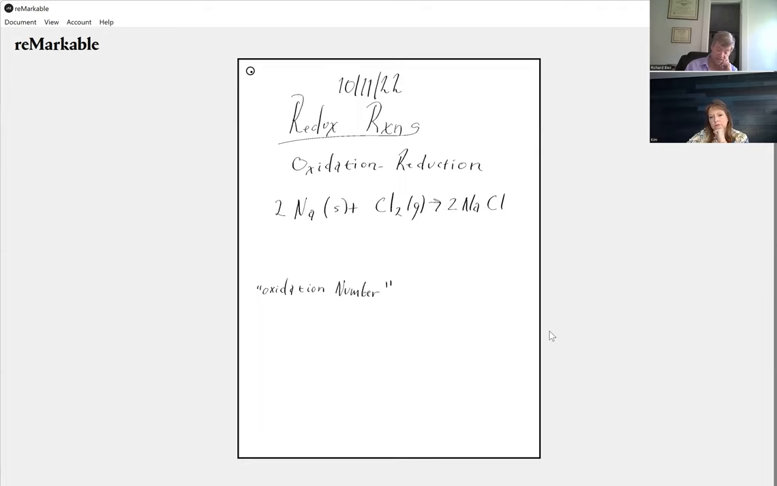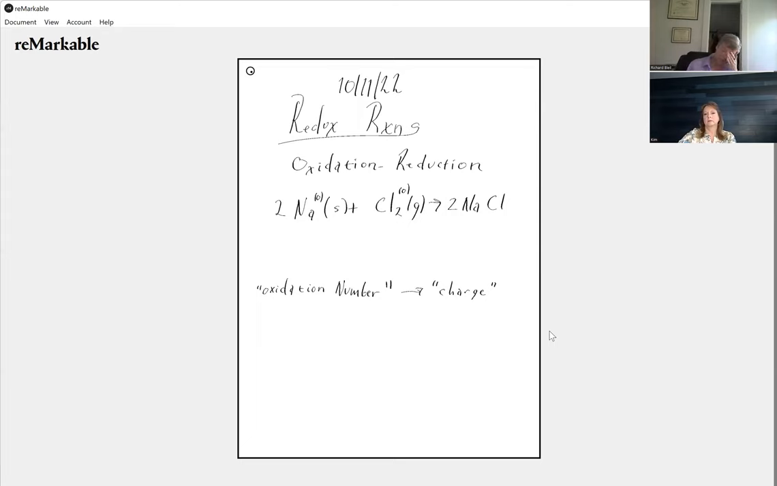You can kind of think of the oxidation number as charge. It's not quite charge, but we can think of it as charge. Anytime you have anything in its elemental state, the charge is zero. The oxidation number of anything in its elemental state is zero.